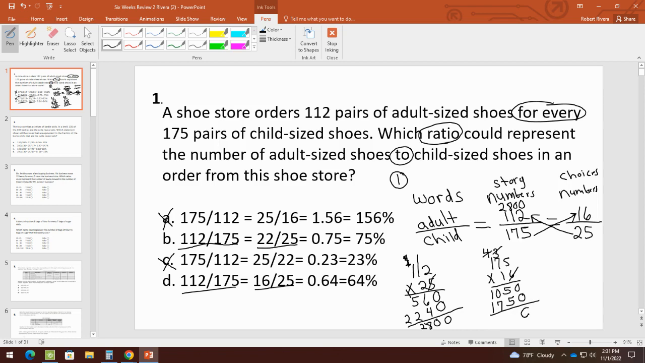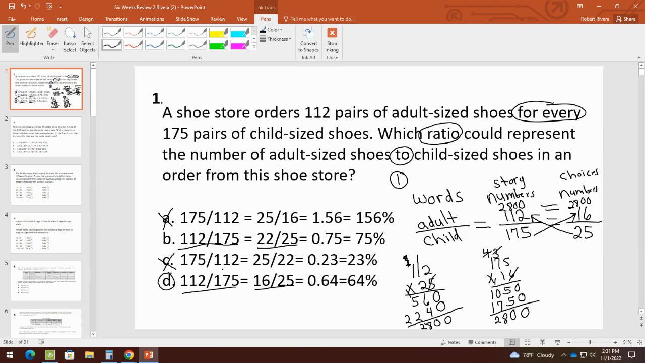0 plus 0, 0. 5 and 5 would be 10. 1 and 7 would be 8. 1 and 1 would be 2. The answer is 2,800 also. Guess what? They're proportional. So now I know that the answer is letter D.